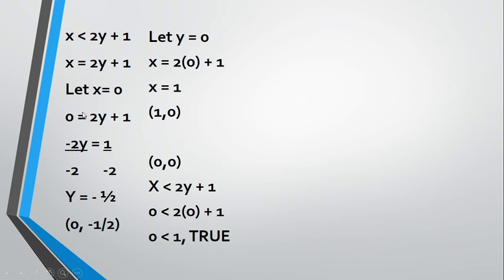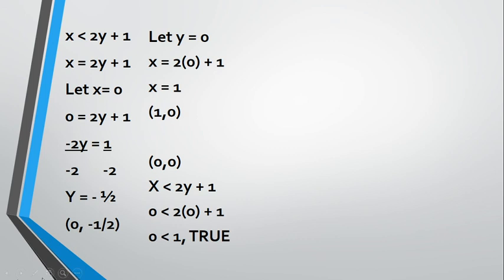So you just have to solve. If x is 0, then transfer 2y to the other side. Okay, negative 2y equals 1. So divide both sides by negative 2. So y is negative 1 half. So our y-intercept is negative 1 half. And for our x-intercept, let y be 0. So 2 times 0 plus 1. So this is now 0. So x is equal to 1. For our x-intercept, that is 1.